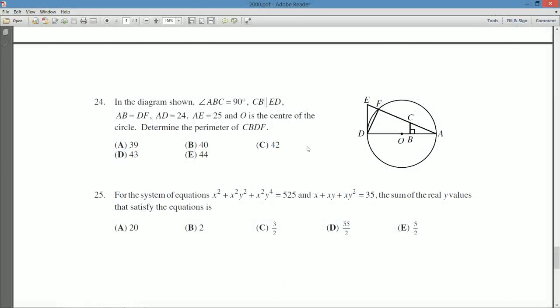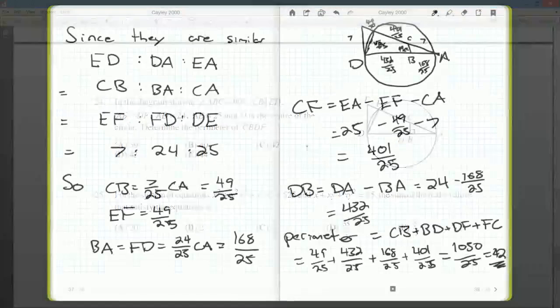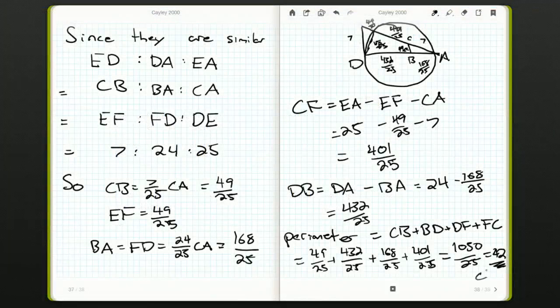There it is all by itself, C. So we bubble in C, and we're feeling good.